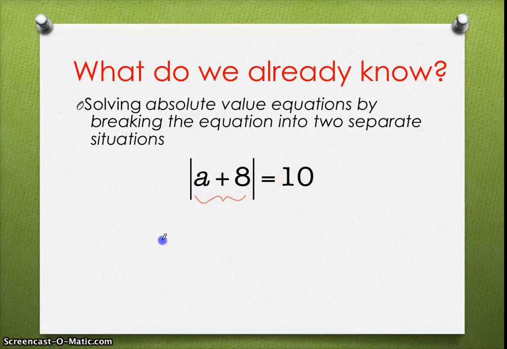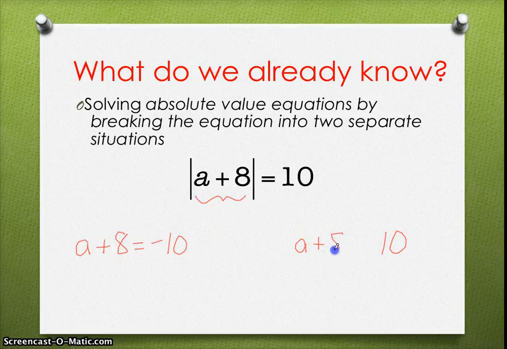Well, we know that the number negative 10 on the number line has a distance of 10 from 0, and we know the number positive 10 has a distance of 10 units from 0. And we are going to set this expression equal to those 2 situations. So we have a plus 8 equals negative 10, and a plus 8 equals positive 10. So this is the idea of separating our expression into 2 separate situations.